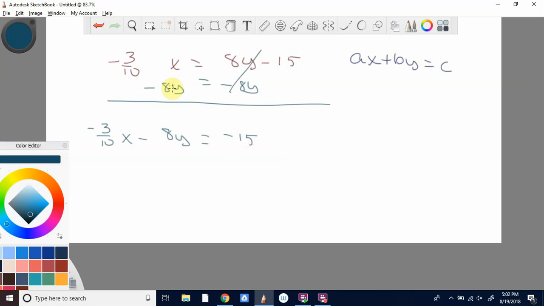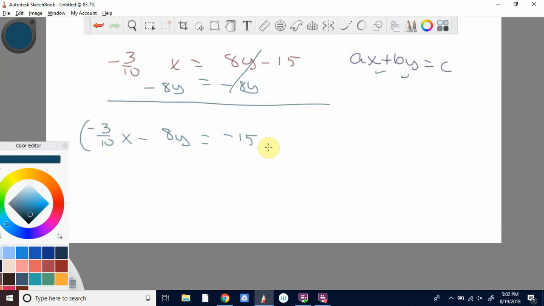This is why you write it. These aren't like terms. You can't combine them. So I have my x and my y on one side, my constant. However, what did I say? A, b, and c have to be integers. -8's an integer, -15, but a is not. A is -3/10. And a has to be positive. This is a. It's the coefficient of x.